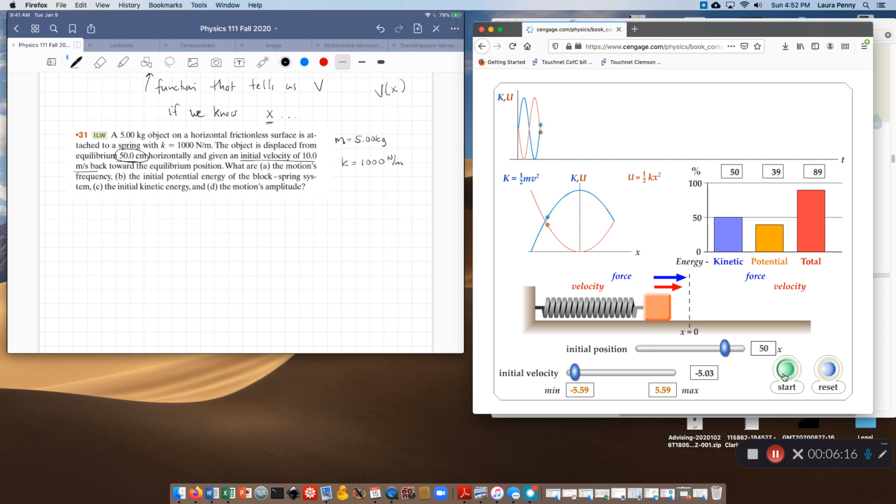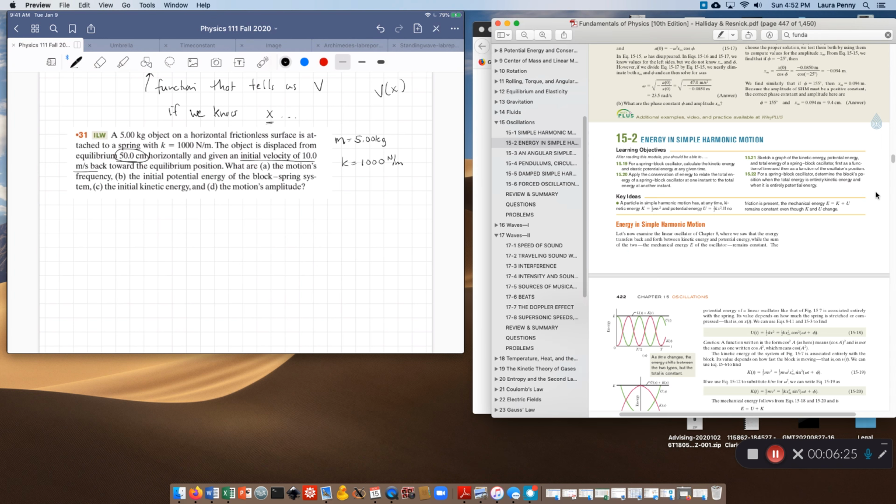It's going to go further than my original displacement. It's hard to see that on this simulation. But if I give it more speed, it's actually going to be able to go further than 50 centimeters when it gets back to this position. And so what I really want to do is say, what is my initial energy? So my initial energy is my initial kinetic energy and my initial spring potential energy. So I have 1/2 times 5 kilograms times the initial speed of 10 meters per second, squared.